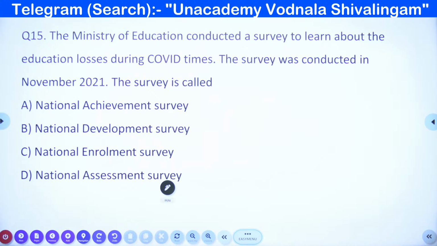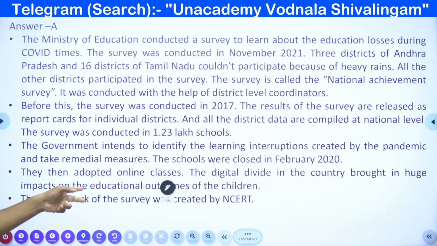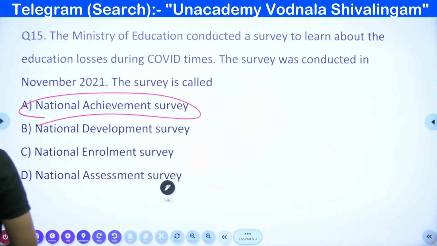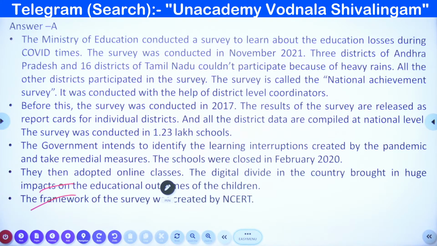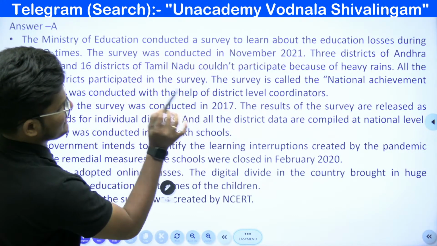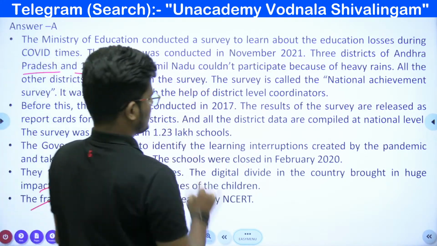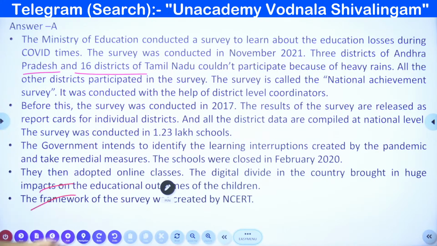The Ministry of Education conducted a survey to learn about the education losses during the COVID times. The survey was conducted in November 2021. The survey is called the National Achievement Survey. It was conducted in November 2021, but the 3 districts of Andhra Pradesh and 16 districts of Tamil Nadu could not participate because of the heavy rains.